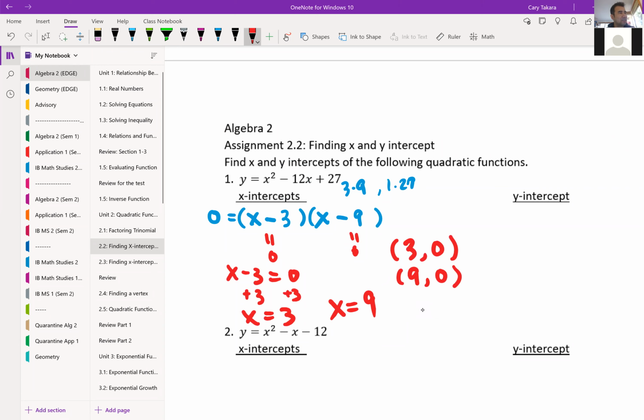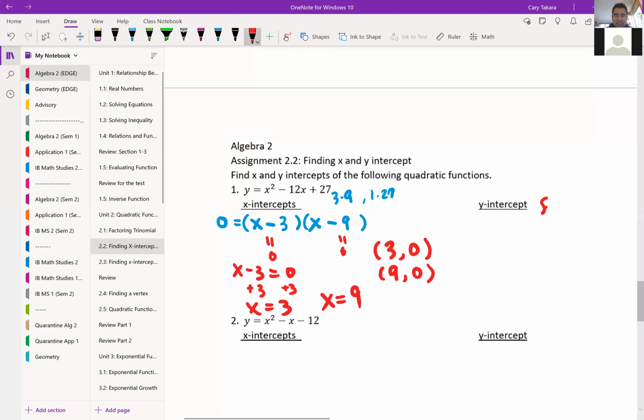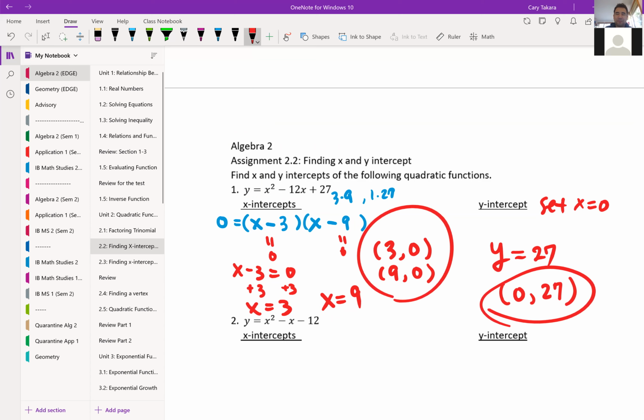So x-intercept. Did you get that? How about the y-intercept? For the y-intercept, you're going to set x to 0, right? And if you set x to 0, what happens? What is the y-intercept? The y-intercept is going to be 27, or (0, 27). Okay. Is everybody okay on that?